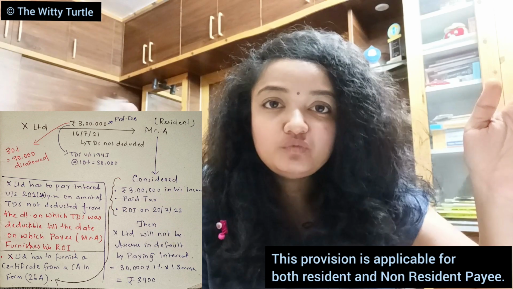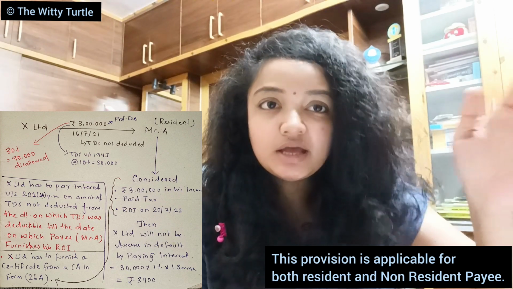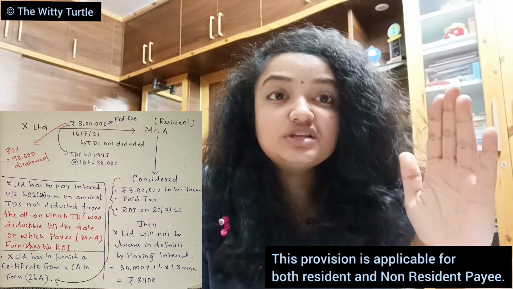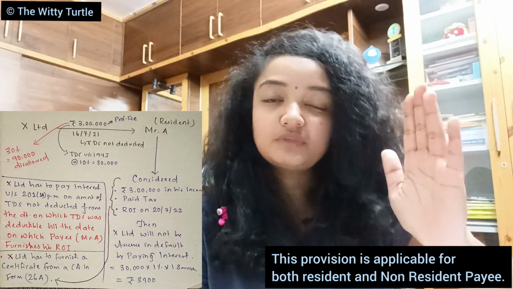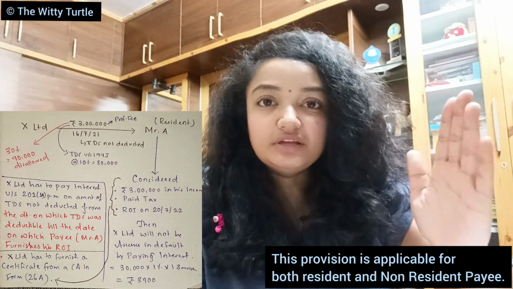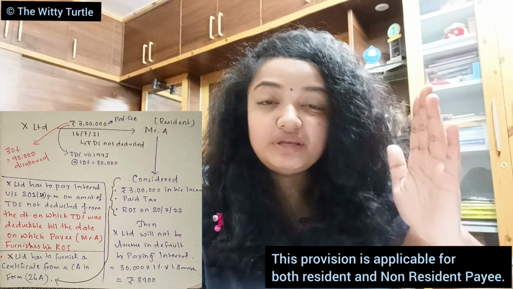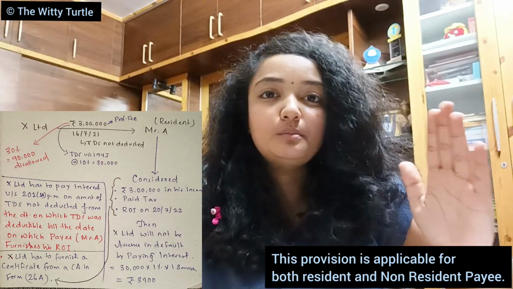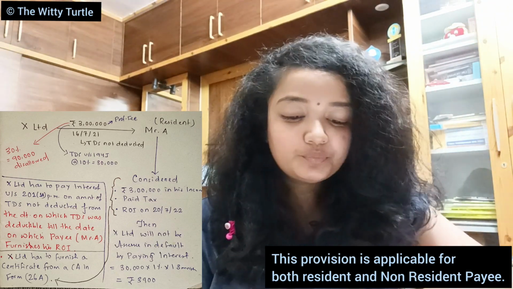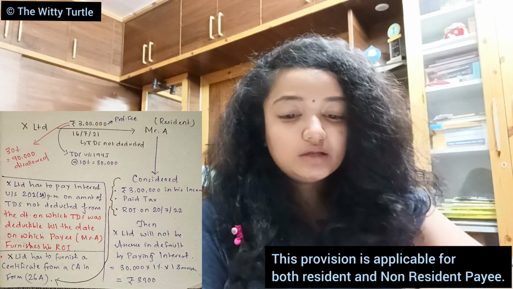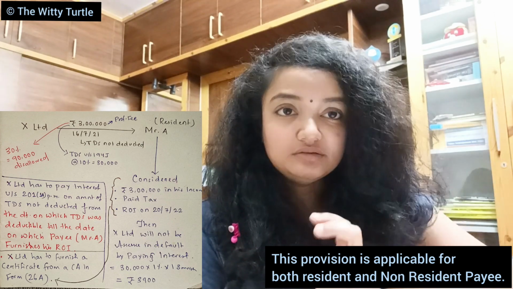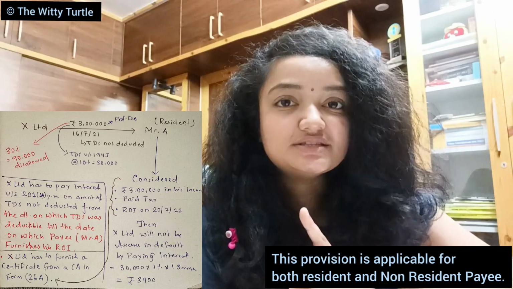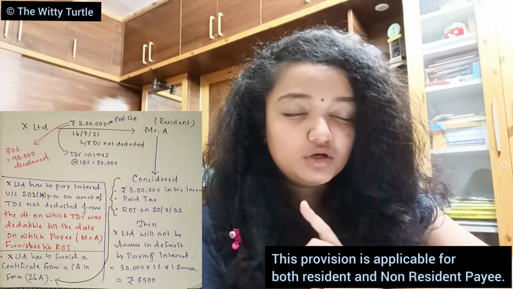From the date on which the TDS was supposed to be deducted up to the date on which the payee, Mr. A, furnishes his return of income, right? Between all this period, Company X Limited has to pay the interest for all these months, right? This is clear. So if X Limited pays the interest amount, X Limited will not be considered as an assessee in default.